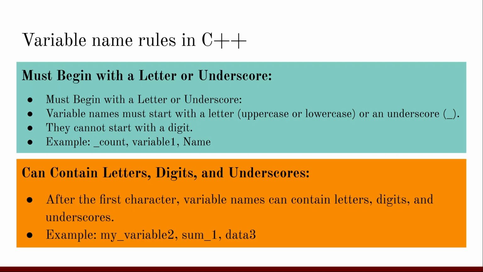For example, variables must begin with a letter or underscore. This is a valid variable name, because we are saying it must begin with a letter or underscore, and this one begins with an underscore. Variable one is a valid variable name; it's a combination of characters and numbers. Name is a valid variable name; it can contain letters, digits, and underscores. Underscore variable 2, letters and numbers, sum 1, data 3: these are valid variable names.